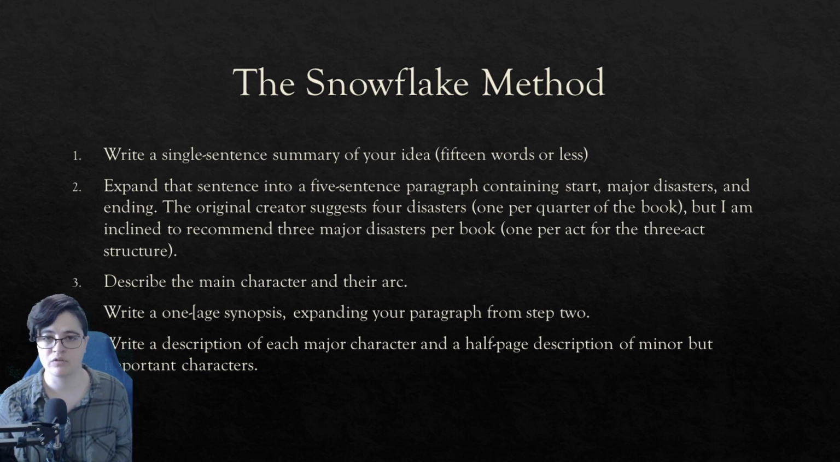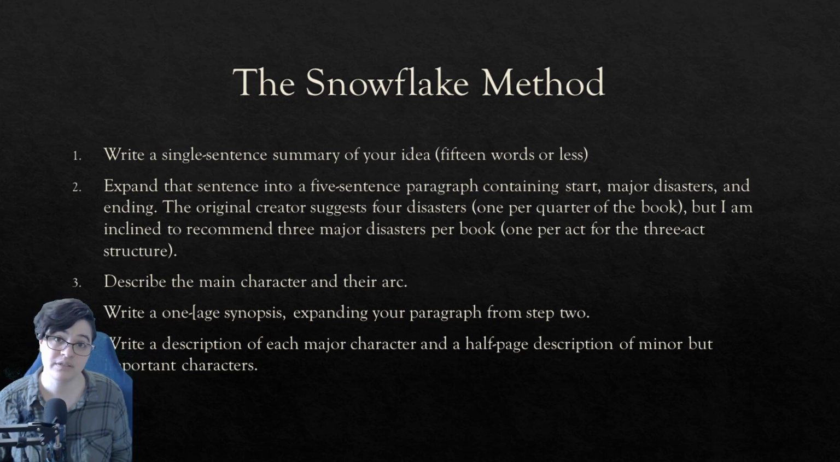Then step 5, you're writing a description, and a 1-page description, according to the original author, of each major character, and a half-page description of every minor but important character. I think a 1-page description is a little excessive, but I'm not going to be sticky about the length of things here. Like, for example, he suggests a 1-page synopsis. I don't know that 1 page is entirely necessary, but I get that he's trying to expand the story out. So I understand what he's doing. It's just not exactly what I'd suggest.